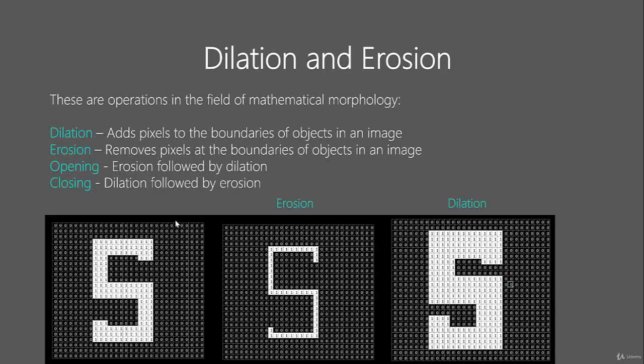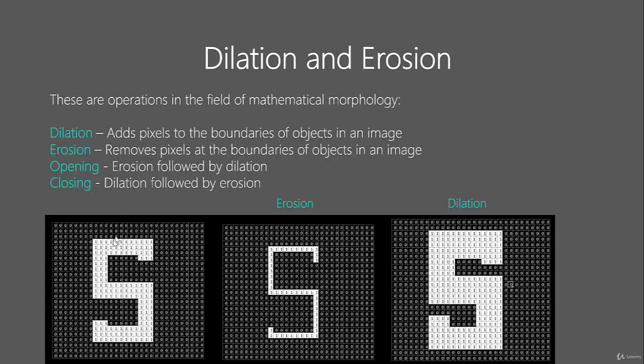So let's look at what erosion does. Erosion removes pixels at the boundaries of an object in an image. What that means is that the boundaries of the object, being the letter S here, imagine everything is gone on the boundaries itself. That's exactly what erosion does. So we get a thinned out letter S here.